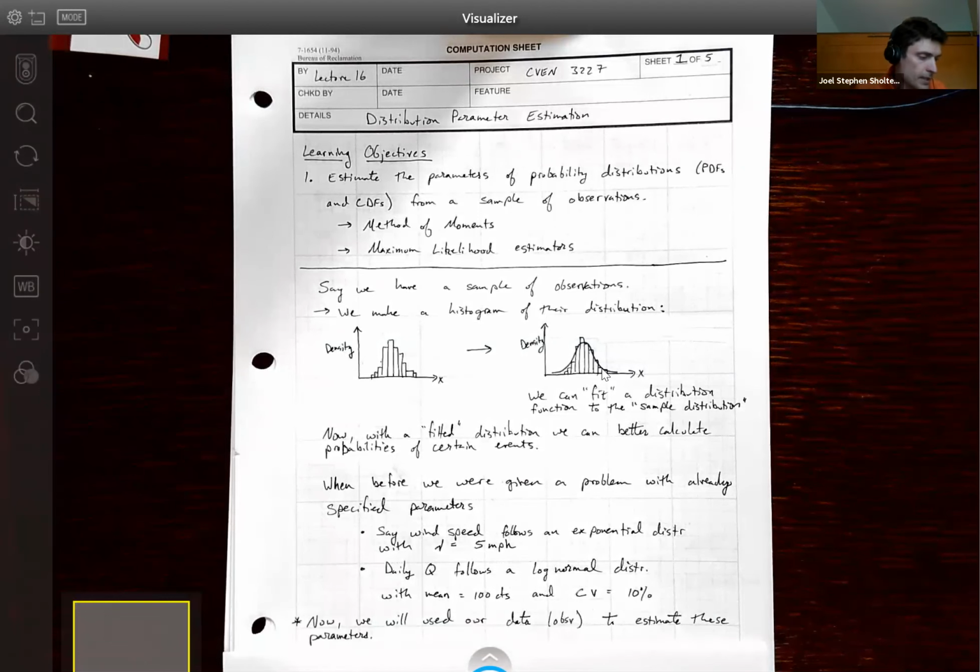Now we're going to use our data, so a table of data, sample observations, and we'll estimate these parameters ourselves using the method of moments and the maximum likelihood method as well.